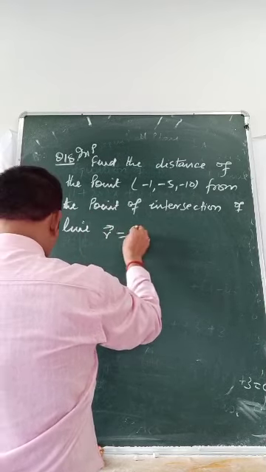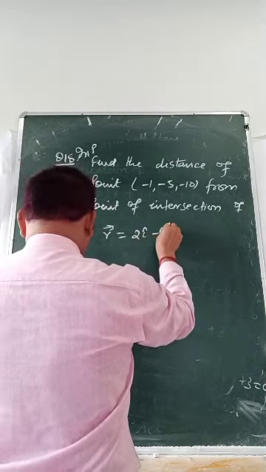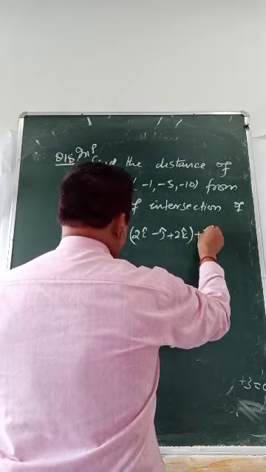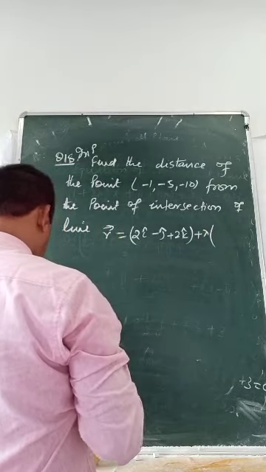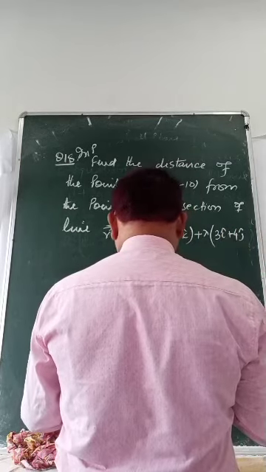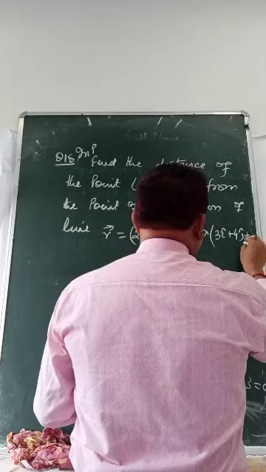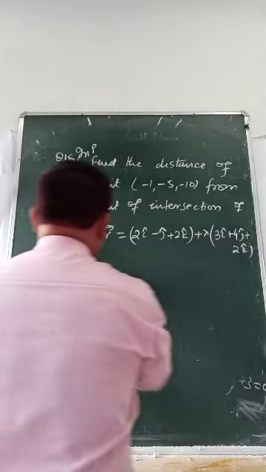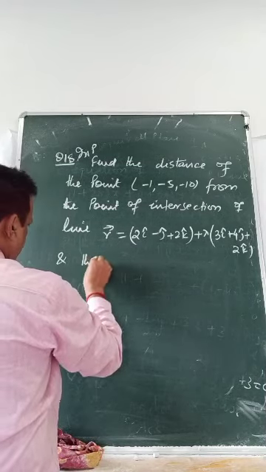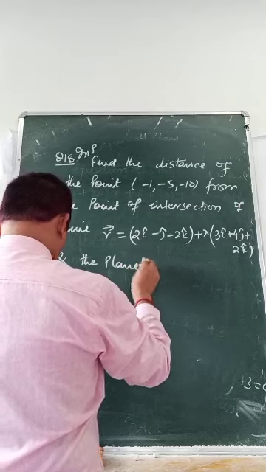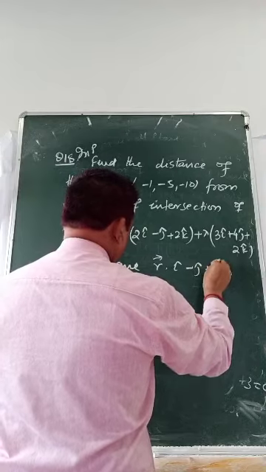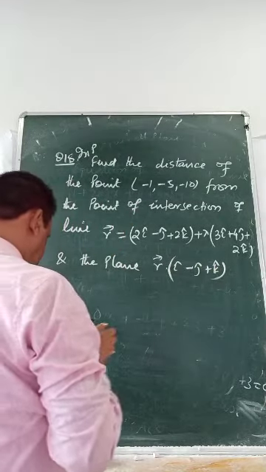r equals to 2i minus j plus 2k plus lambda (3i plus 4j plus 2k) and the plane r dot (i minus j plus k) equals to 5.